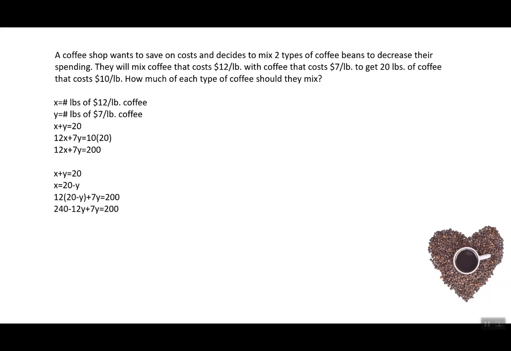Now that I have this equation, I just want to start gathering like terms. So the Y's are alike, the numbers are alike. I can say 240 minus 5Y is equal to 200, which says negative 5Y is negative 60. That's good because now I know Y is equal to 12. Once I know Y, I can go back to X equals 20 minus Y, so 20 minus 12 would give me 8. So I have 8 pounds of the $12 a pound coffee and 12 pounds of the $7 a pound coffee.